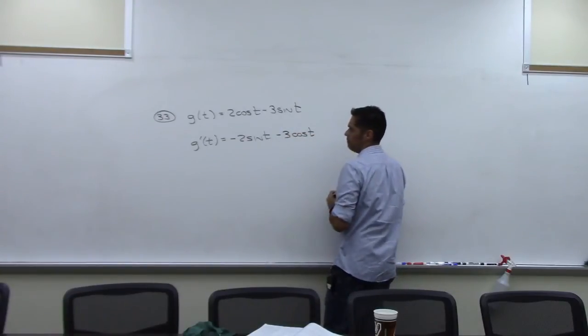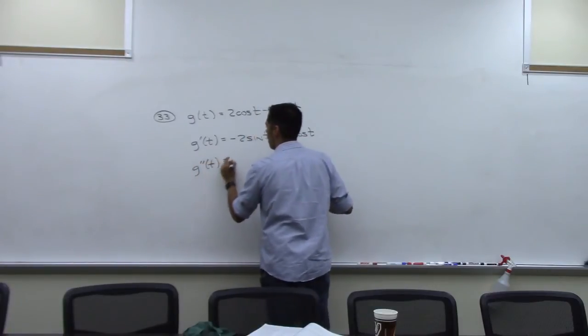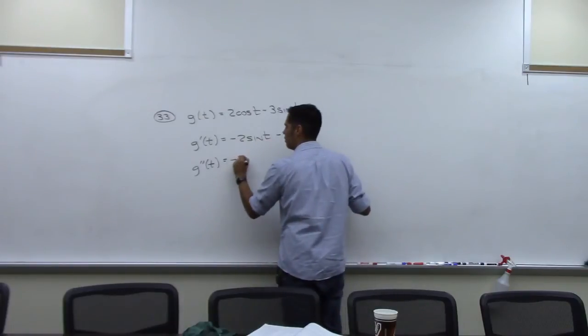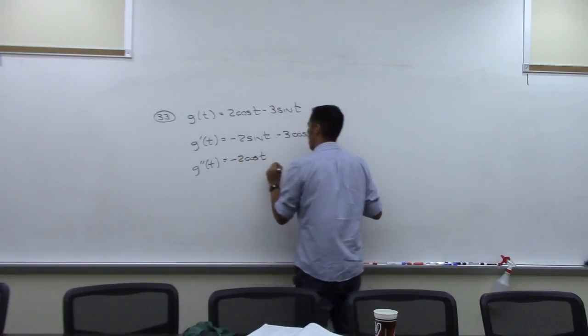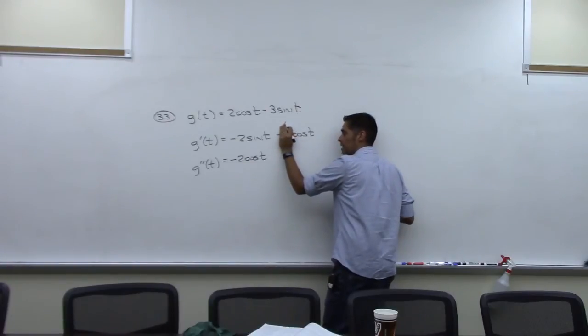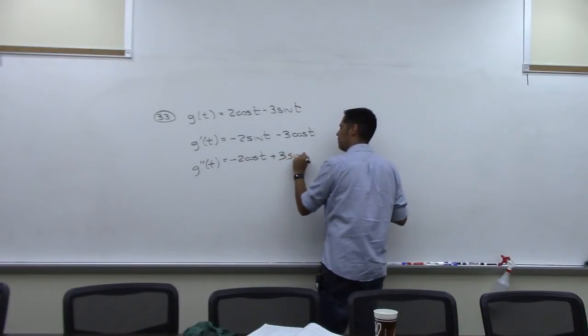And that's it. I go again. Second derivative. All right, negative 2 is going to come down. Derivative of sine t is cosine t. So I have negative 2 cosine t. And then here, the negative 3 comes down, but the derivative of cosine t is negative sine t. So that negative is going to come out here and change that to a plus 3 sine t.